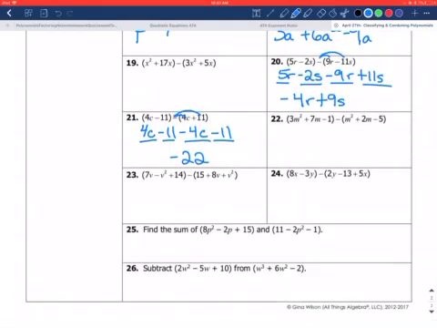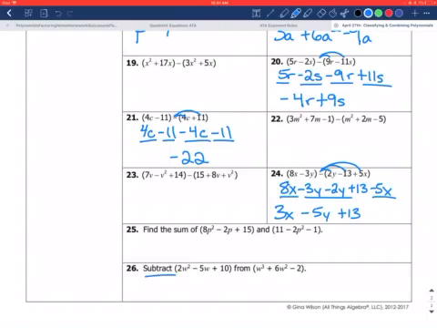All right, and then for the last few, now they give us multiple variables, like in number 24. So we have 8x minus 3y. We will distribute that and change the signs. And now we're doing the x's first because that's alphabetical order. Then the y's, and then the 13.